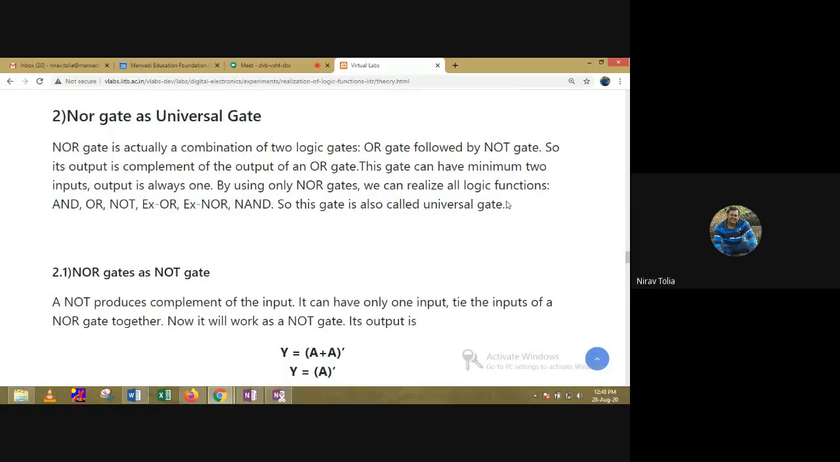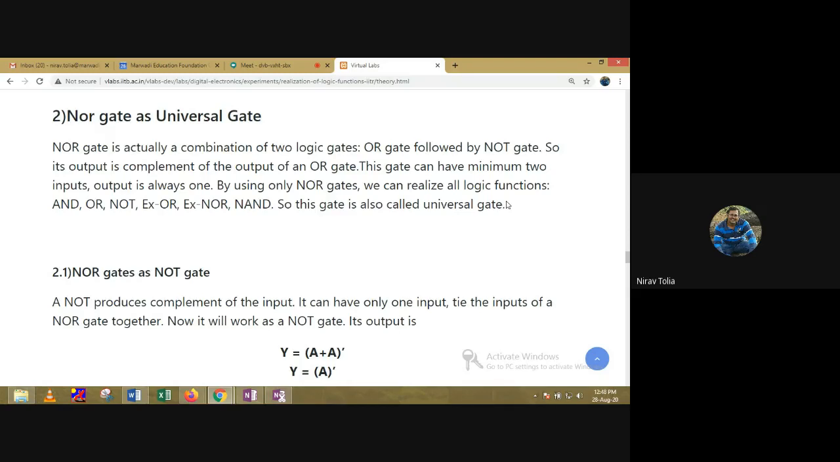Now, the next topic is NOR gate as a universal gate. Now, again, what is a NOR gate? A NOR gate is actually the combination of an OR gate and a NOT gate. So what is the NOR gate? If we connect the output of the OR gate with a NOT gate, then it becomes a NOR gate.